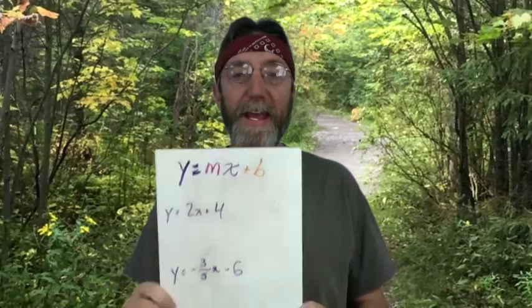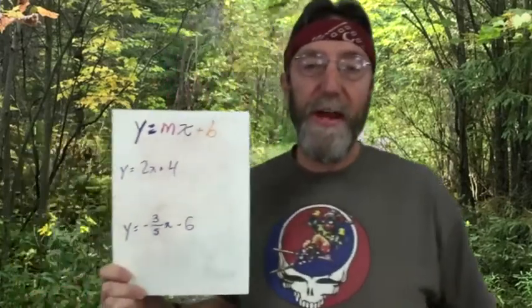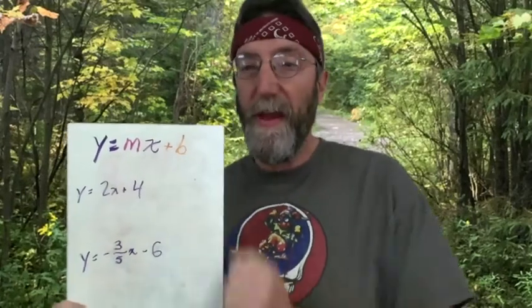The equation of any line can be defined by the equation y equals mx plus b. We call that slope-intercept form. This is where y equals m, where m is the slope, times the variable x, plus b. b is your y-intercept. More on that later.